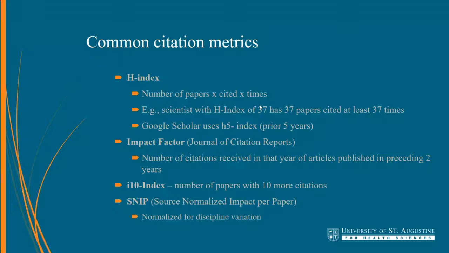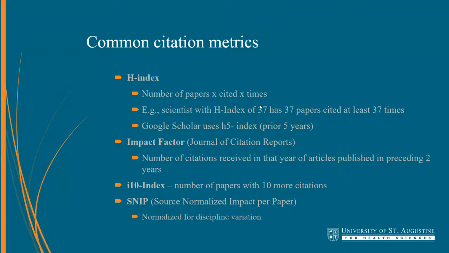So again, you see how these are all quite similar. The I-10 is a really straightforward one. It's the number of papers you have with 10 or more citations. And then the SNP is essentially like the H-index and the impact factor. The calculation's a lot more complicated, which is why I don't even try to describe it here. Essentially what that does is gives a statistic that allows you to compare apples to apples across academic disciplines.